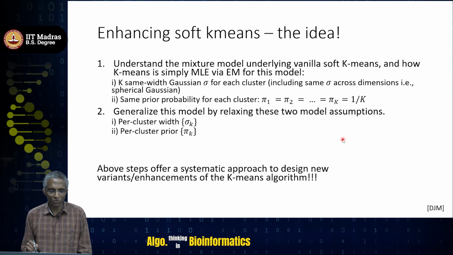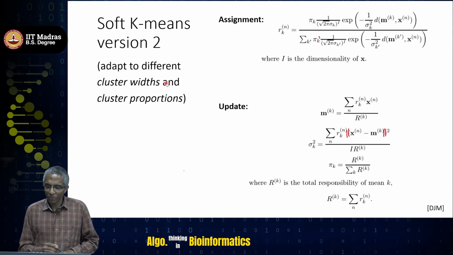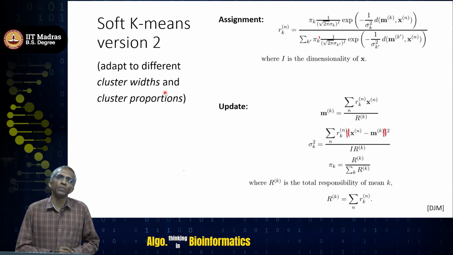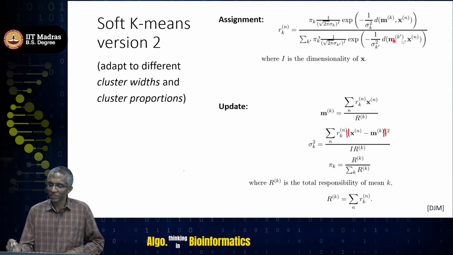So let's just see how to do that. Soft k-means version 2: how do you adapt it to different cluster widths and cluster proportions? If you do the E step and M step, we have to calculate the responsibility vectors. We don't have the simplifying assumption that pi k and pi k prime are all the same, so that will remain. Sigma k is also different from sigma k prime, so this term will also remain there, okay? And then you have your e to the power minus 1 over sigma k squared here, and in the denominator, the sum over k prime of 1 over sigma k prime squared, right? The distance term remains the same, okay?